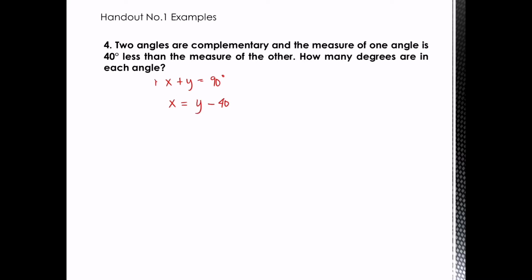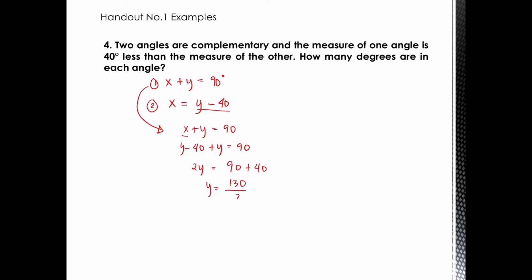Okay, so this is our first equation. This is our second equation. Now substitute the value in equation 1, from x plus y is equal to 90. Substitute the value of x, which is equal to y minus 40. So plus y is equal to 90. So this is now 2y is equal to 90 transpose 40, so plus 40. Y therefore is equal to 130 divided by 2.